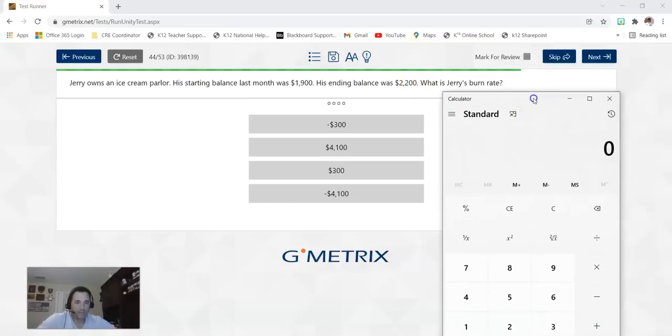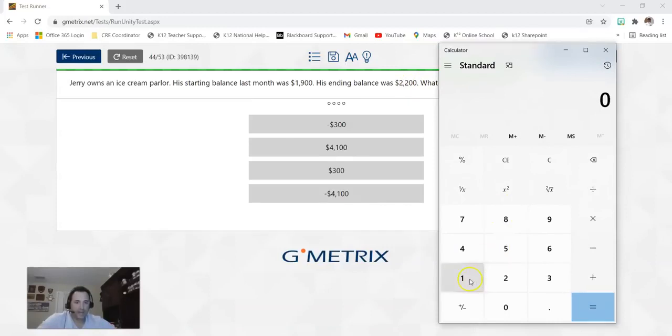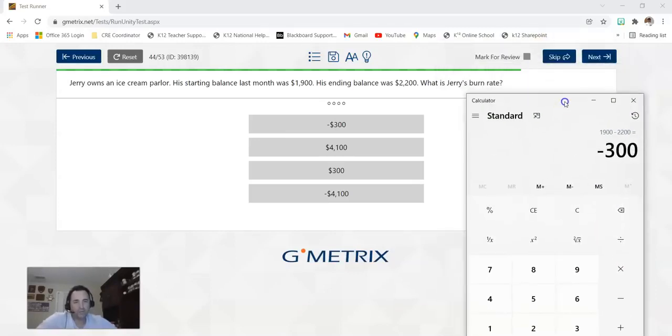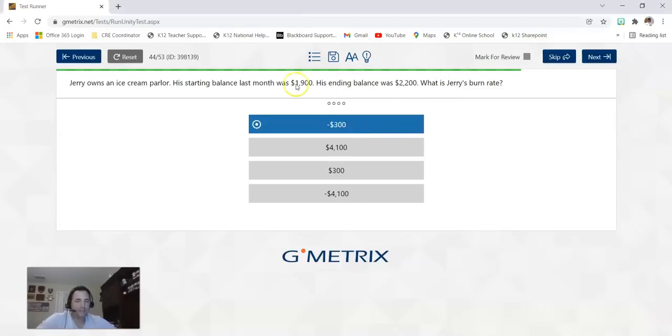So burn rate is how much you are going through your cash flow. So he had $1,900, and we're going to subtract the $2,200. So he had a negative $300 burn rate. What the negative means is he made money. Burn rate is an expense, so it could get confusing. So what you want to do is subtract the beginning from the ending, and that gives you your burn rate. So his burn rate is a negative $300, which in this case is a positive.